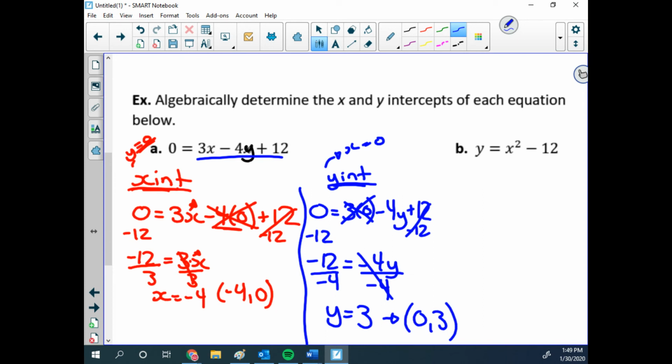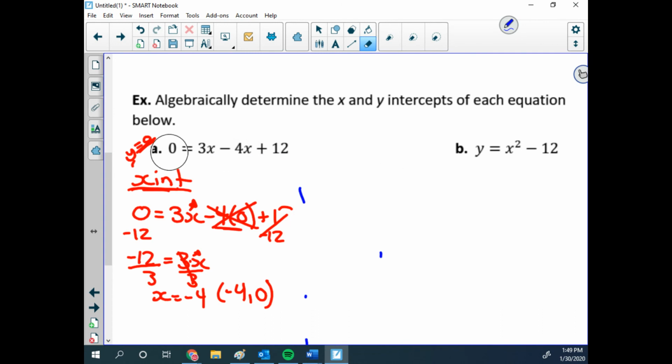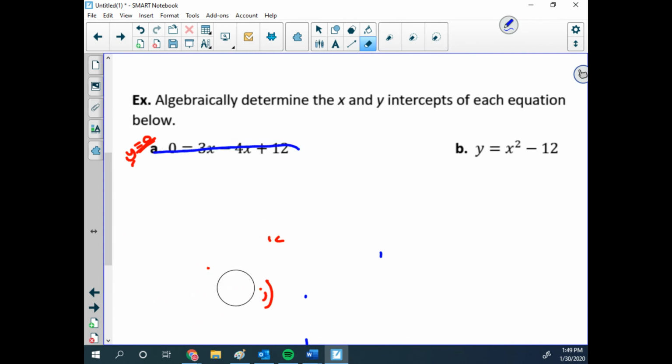So let's also take a look at B. B is in a little bit different form than A was. A here is in general form, and we had to do a little bit of work for general form. If I'm looking at a formula in this form, y equals, with everything on the other side of the equation as we have here, whatever is the constant, which is the term without a variable, will be my y-intercept. So let's see if that holds true.